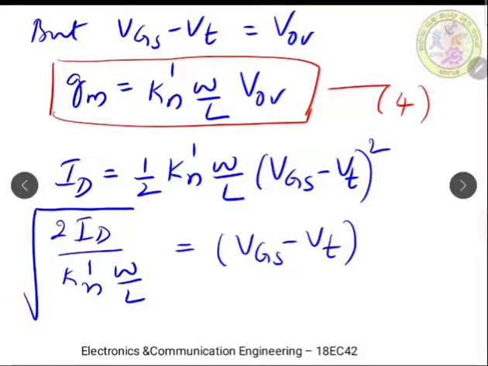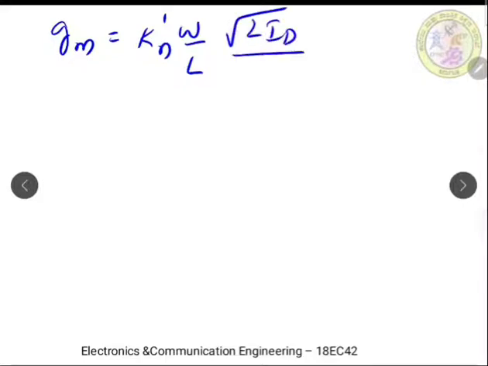Okay, so now I have got one more representation for this VGS minus VT, which is nothing but the gate overdrive voltage. Let us take this as one intermediate result, equation 5. So now using this equation, it is possible to again rewrite the gm as Kn dash W by L into 2ID by root Kn dash W by L.